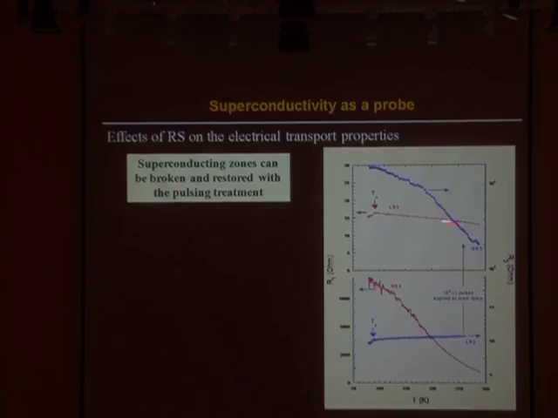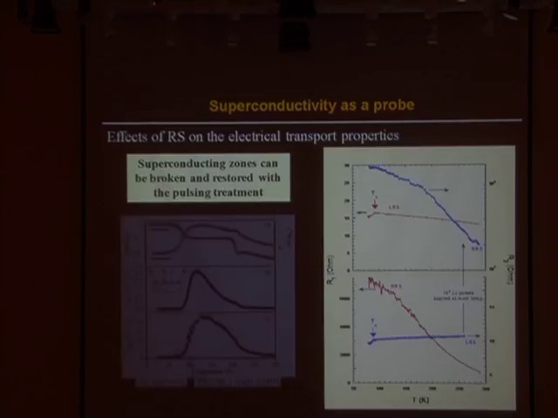while the other one comes to a more metallic behavior, and then again, here you observe the superconducting transition, while in the other one you now are not able to observe this. So we can break and restore the superconducting zone near the contacts by pulsing here.